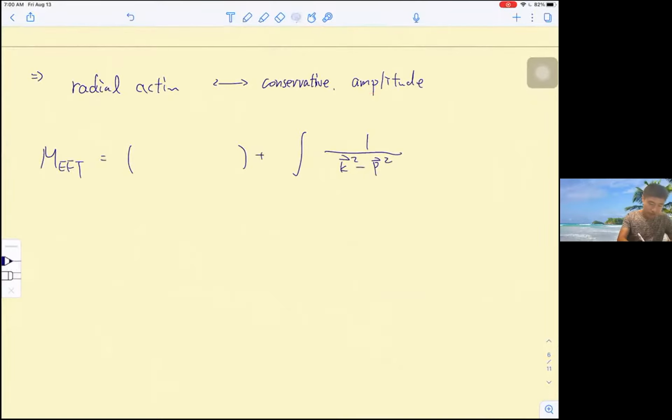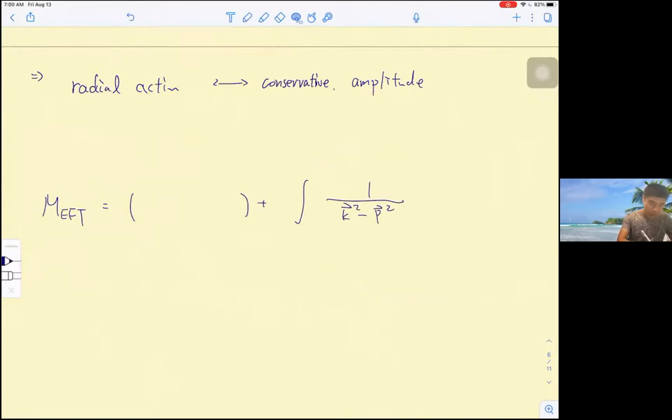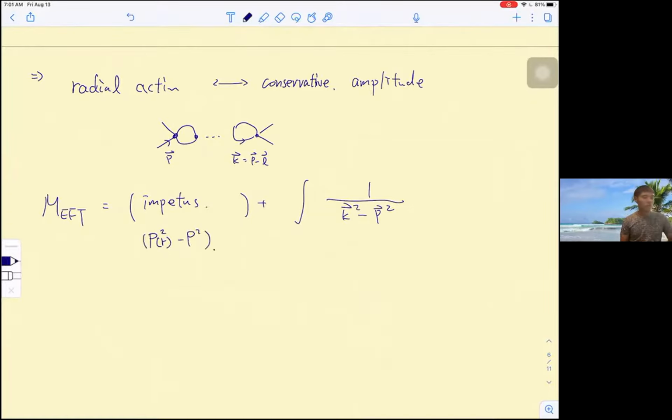And by this case where minus p squared, just to remind you, this is p, this is k. So in this basis we pick using EFT, we find out that the finite part corresponds to the impetus, which is simply, classically, the p of r squared minus p squared, order by order in G.